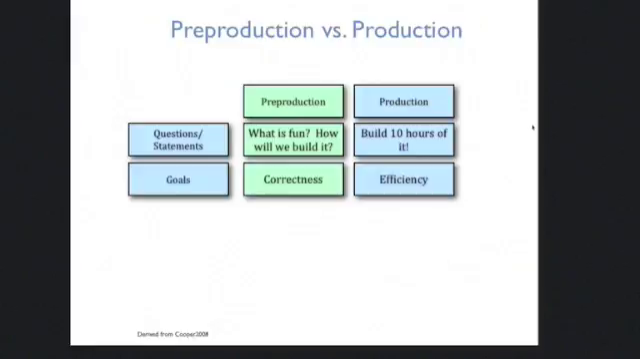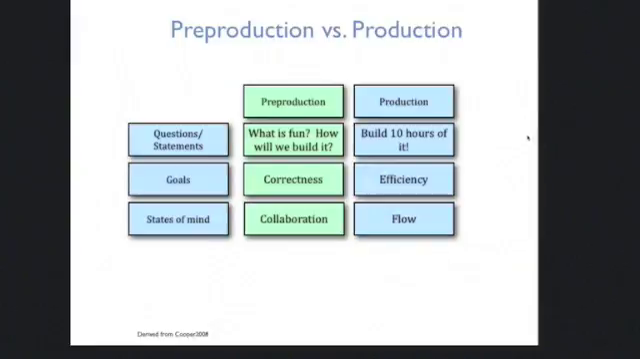What are our goals? In pre-production, it's correctness. What's fun? What's correct? We're going to throw things out as we discover whether they're correct or not, or change a few things. We can't do that so much in production. It's all about efficiency, building it as fast as possible. States of mind: pre-production is more about cross-discipline collaboration. Hey, let's iterate on that. Let's experiment with this. Let's try this out. It's less so in production. You still have collaboration, but it's more about flow, what it takes for these assets to flow through production streams.